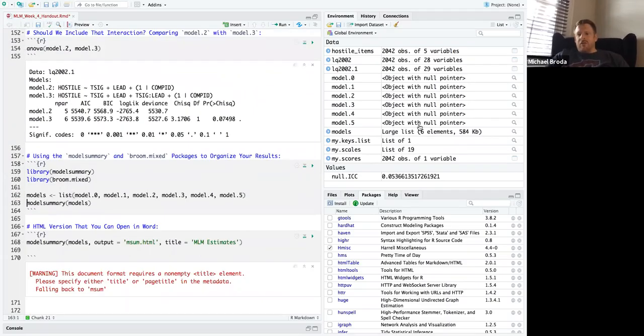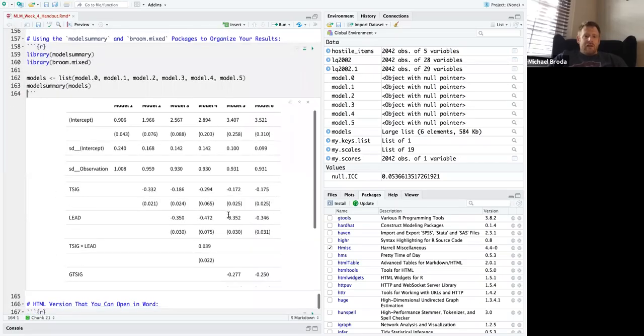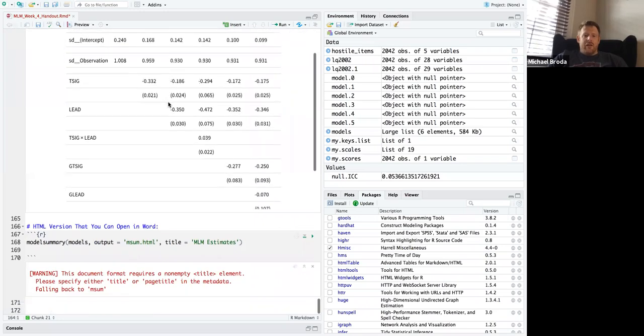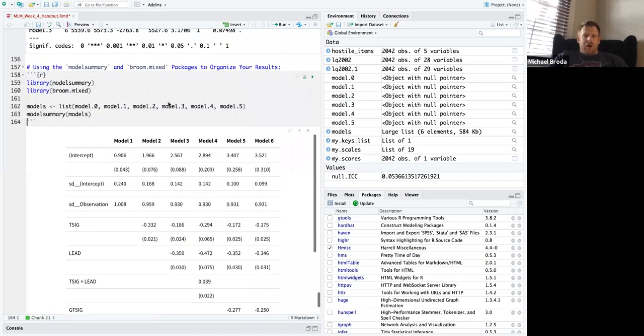There we go. So now when I look at models, models is a large list with 6 elements, and the 6 elements are my 6 models. So from there, now that I've loaded this package called modelsummary, I can just run modelsummary for models. And look at that, you get a really nice, clean summary of all the models.